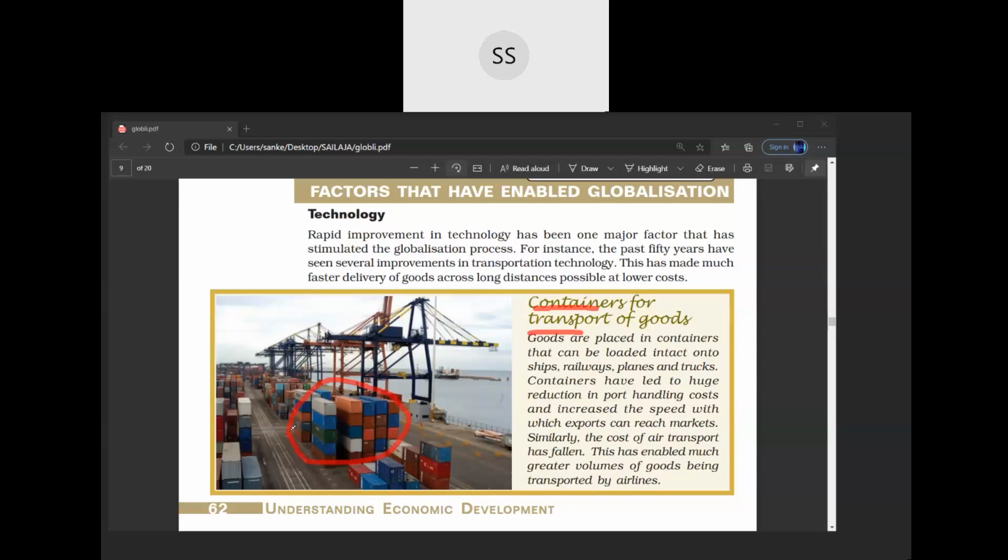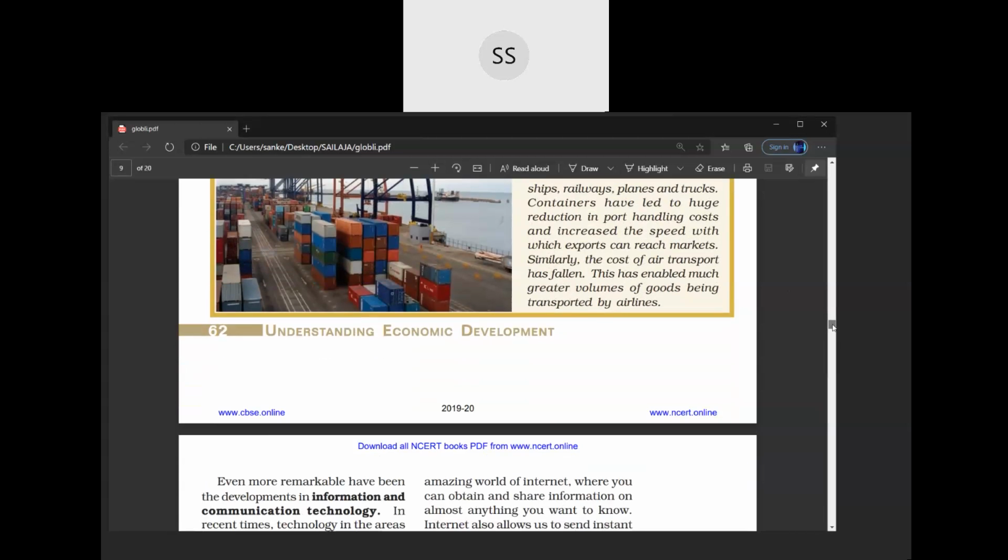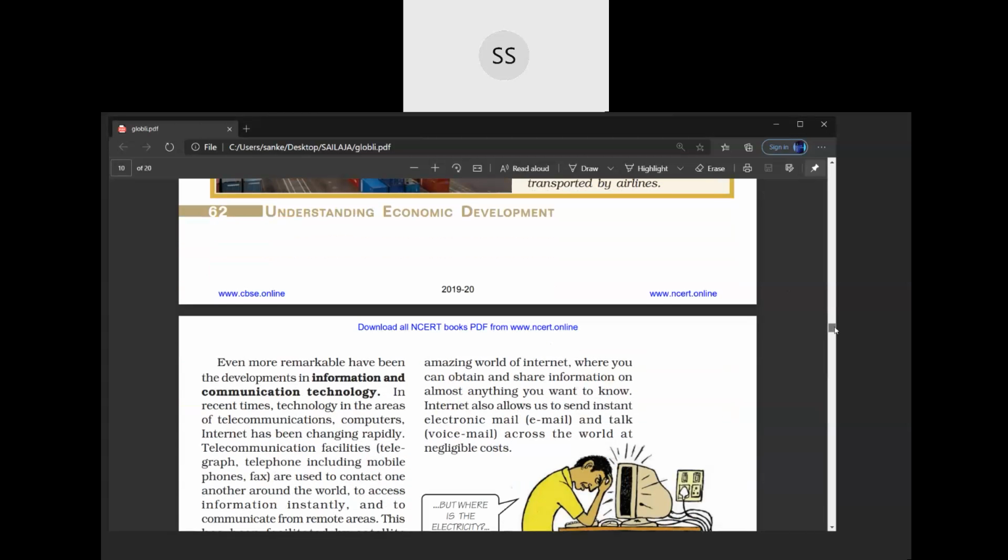Similarly, today we see the cost of air transport has fallen. It is because today there are so many private sector industries in air transportation. This has enabled a much greater volume of goods to be transported by airlines. Several goods today are transported by the airlines also so that they can reach fast to different parts of the world. That's about transportation.